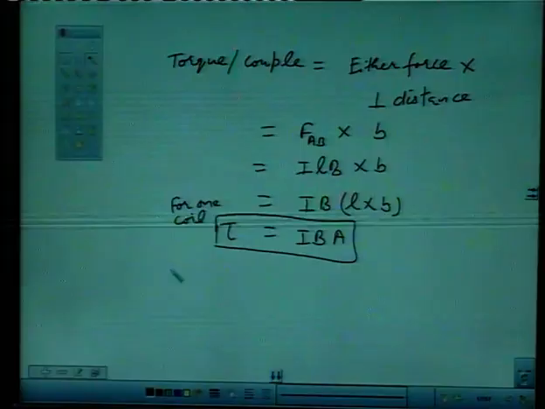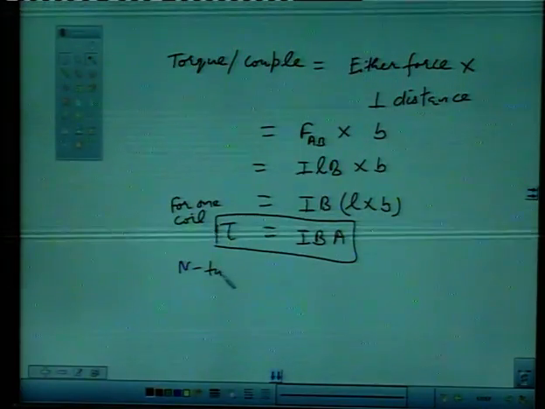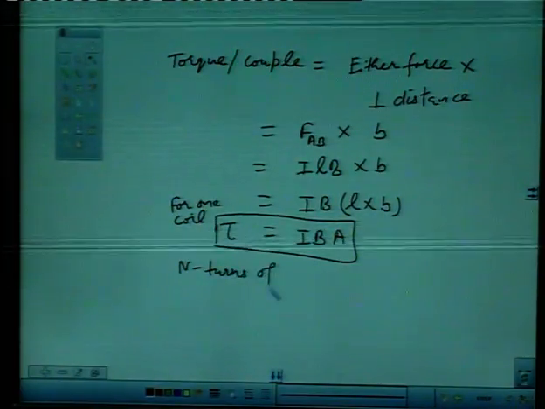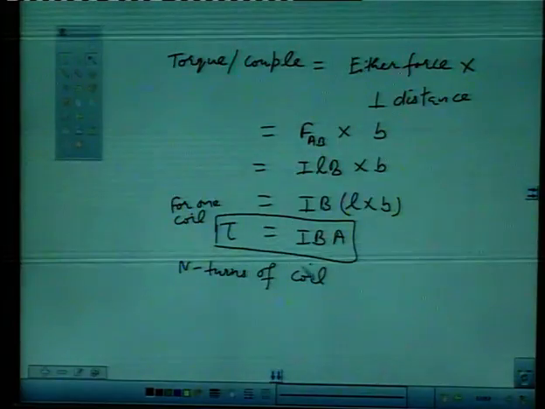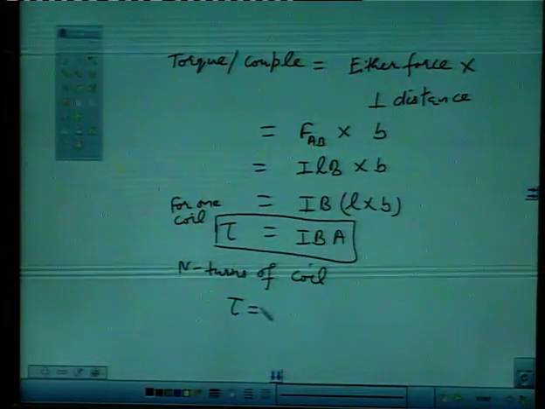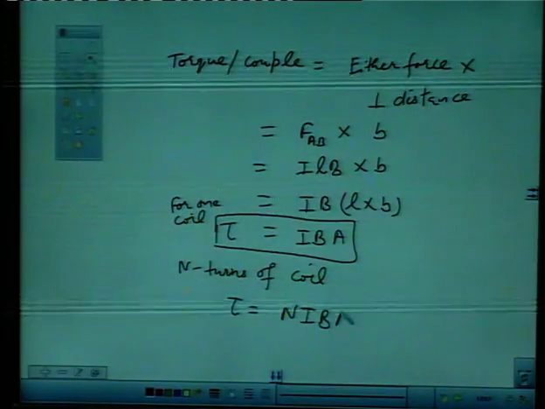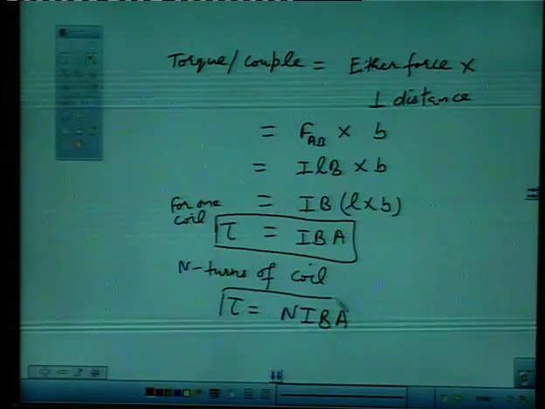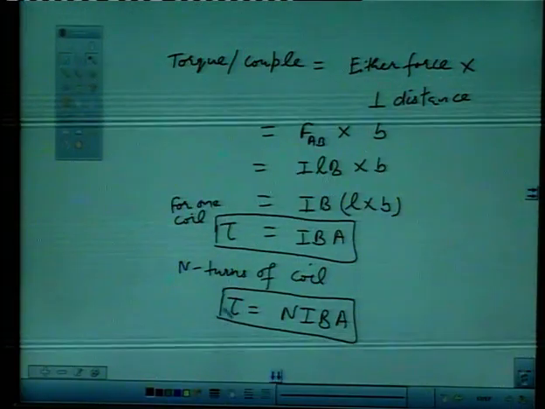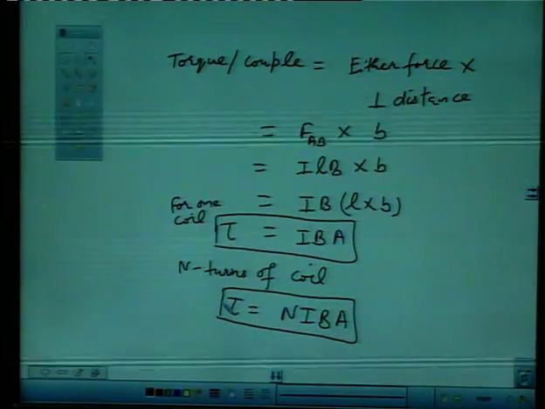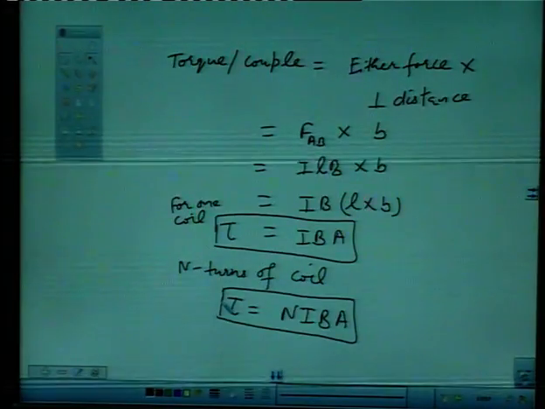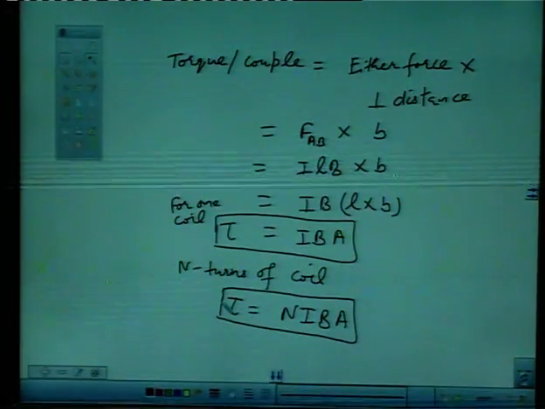If we have n number of turns, in that case we multiply it by n, so we have N I B A. So this is the torque acting on the rectangular coil placed inside the magnetic field.